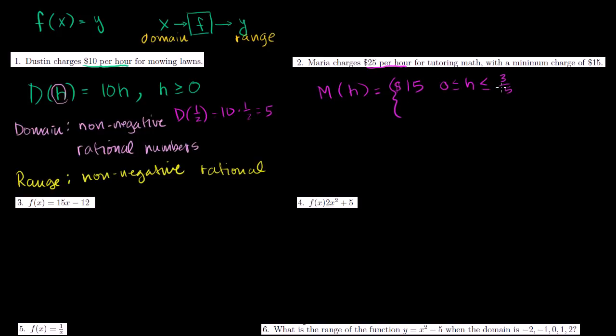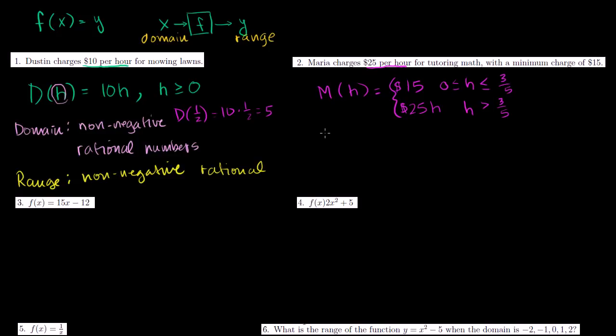Right? If she only worked 1/5 of an hour, the bill would have been $5, but she says she has a minimum charge of $15. So she's going to charge $15 up until 3/5 of an hour, or 36 minutes. And then after that, for h greater than 3/5, she's going to charge $25 an hour. She's going to charge 25 times h. So that's her function definition right there.